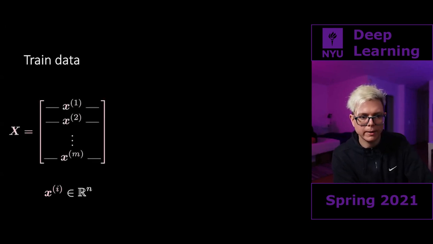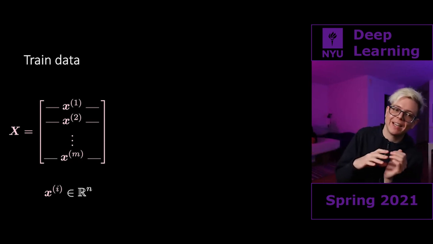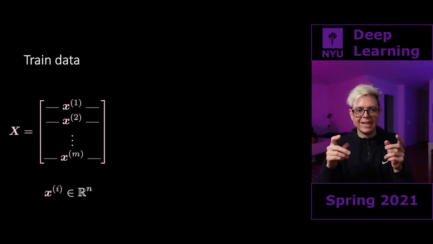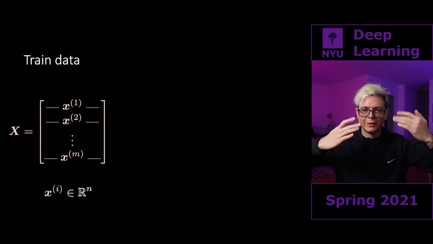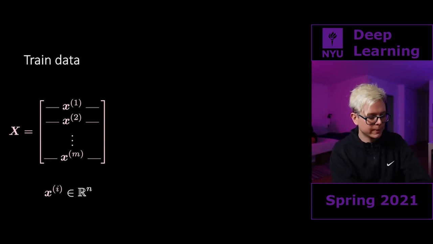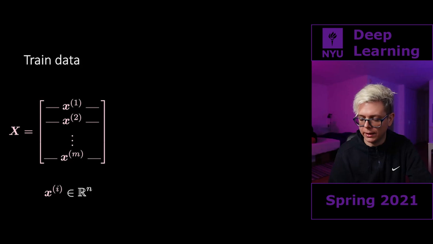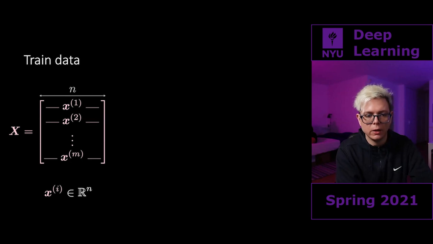And then here I have my capital X, which is called my design matrix, where it has all my column vectors lying on the side. In this case, my x with the parentheses is the horizontal, the transpose version. I have all of them stuck one after each other, and this is what happens in PyTorch as well. But again, this is the design matrix. So I have n columns and then I have m rows.